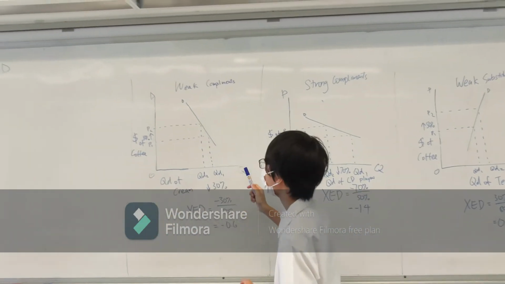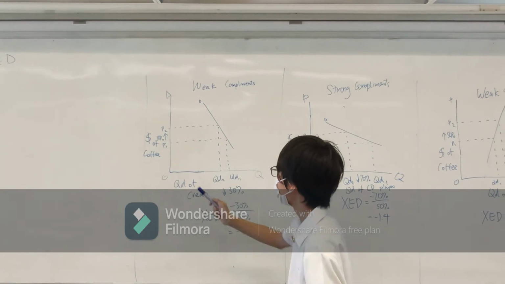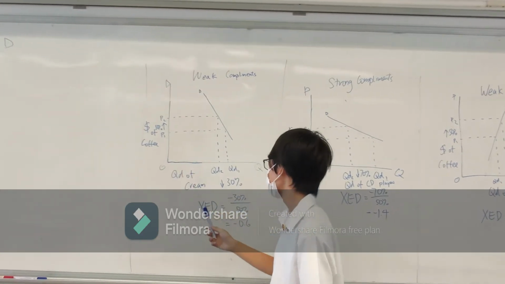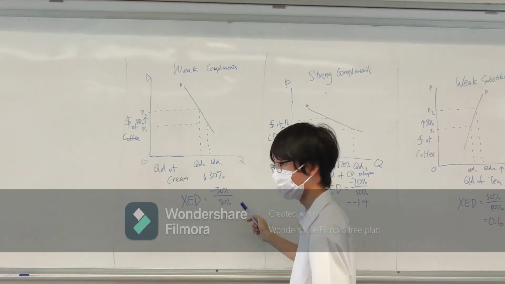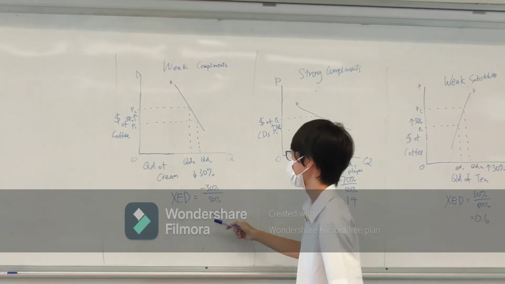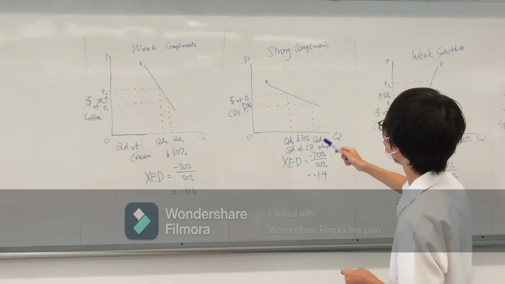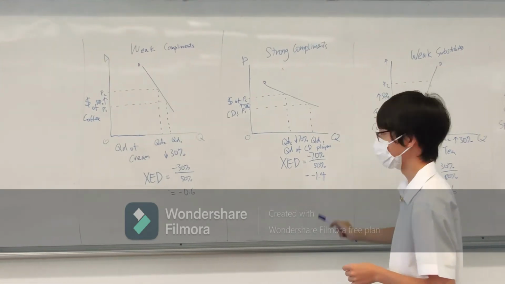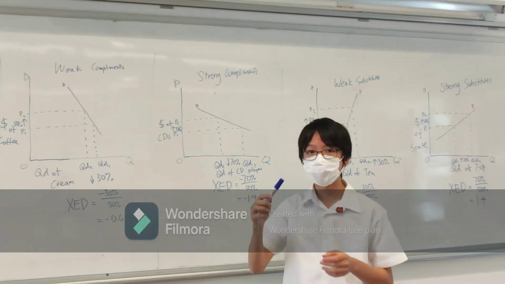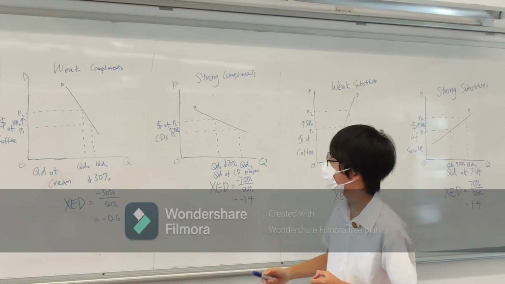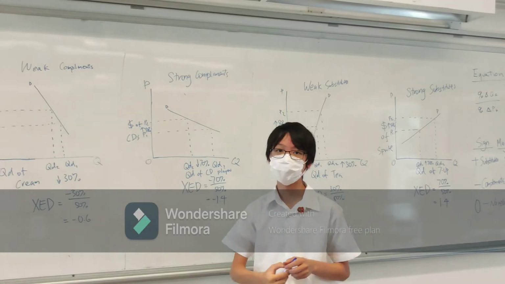In terms of weak complements, I'll use the example of coffee and creamer. When the price of coffee increases by 50%, the quantity demanded of creamer decreases by 30%. So the XED is negative 30% over 50%, which means it's negative 0.6. Compared to this one, the strong complement's value is further away from 0 by a lot. Therefore, this is how we can tell apart strong complements, weak complements, strong substitutes, and weak substitutes.